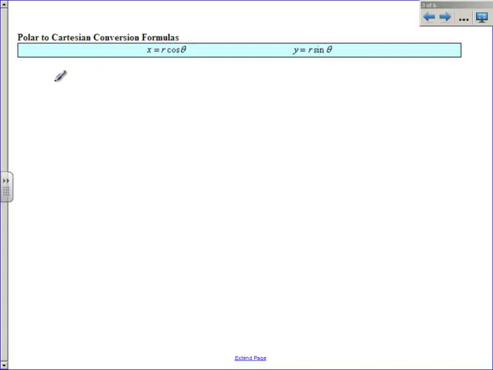How we convert back and forth is we take our trig ratios. Cosine theta is equal to x over r. This is the same thing as adjacent divided by hypotenuse, but I want you to think of that as x over r. If you cross multiply both sides by r, that's how you get this formula for x. That's your x coordinate. The same thing is true for sine. Sine of theta is y over r, which is the same thing as opposite side over hypotenuse. Cross multiply both sides by r and you get y equals r sine theta. So let's go ahead and practice one.